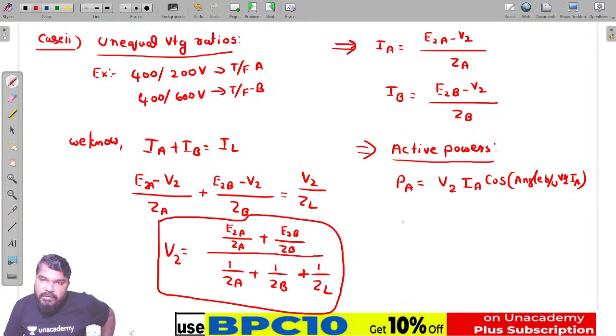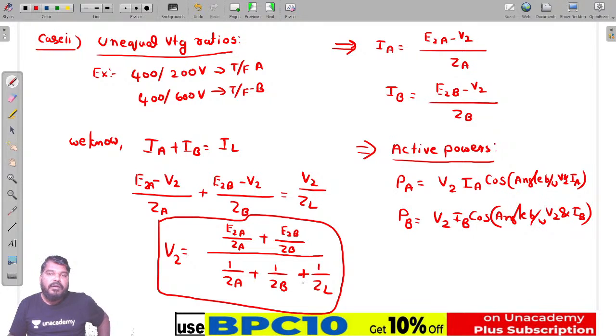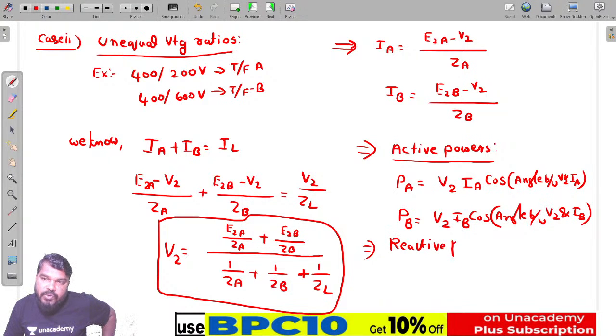Next, PB is equal to V2 IB cos of the angle between V2 and IB. Now similarly, these are the reactive powers, the reactive power shared by the two transformers.